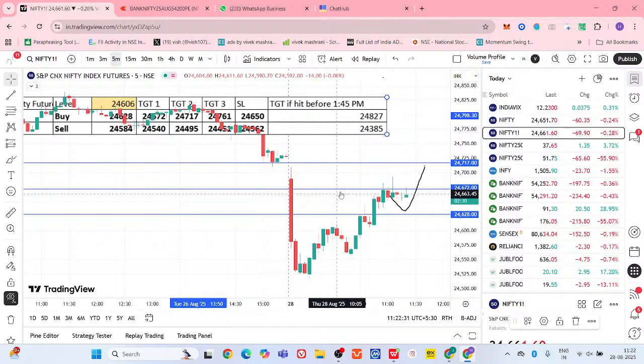Seven one seven also is the next target. Let's see. So according to this, you can even take trade for options. Okay.